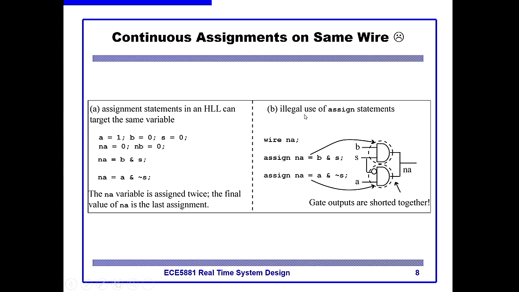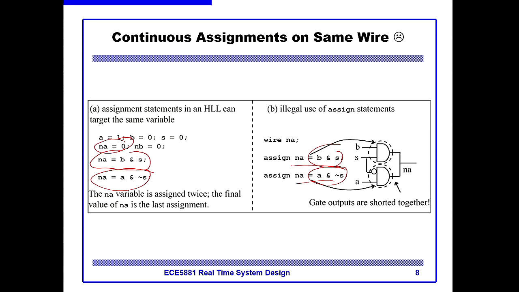Okay, so let's look at some things that can go wrong in Verilog that you're used to doing in C programming. So in C programming, it's quite legitimate to assign a value to NA, then assign a new value to NA, and yet another value to NA. That's fine. It just updates that variable in memory. But if you do the same in Verilog, so we've got an assign statement on NA, and then another one here, what you're doing is saying, okay, that signal or wire should be a result of B ANDed with S, and also we have another statement in parallel, A ANDed with not S.